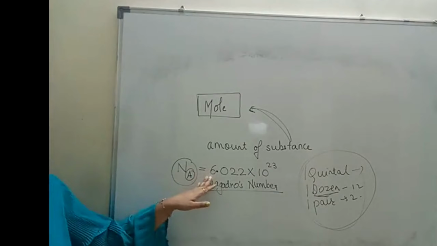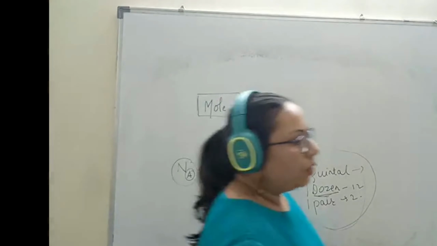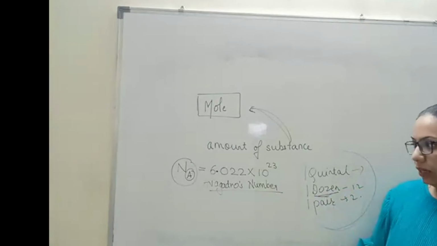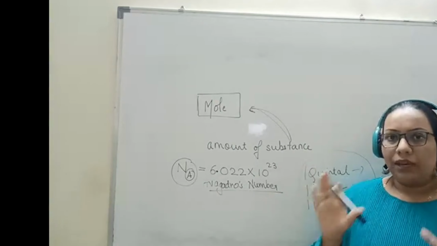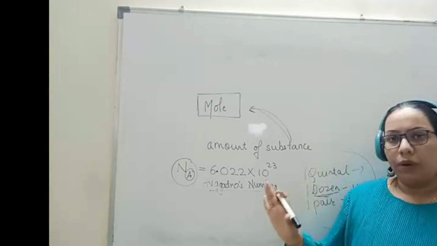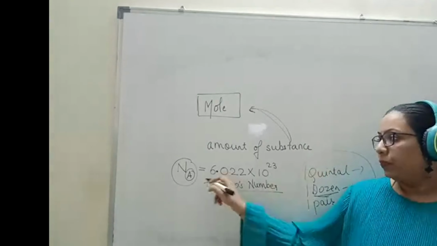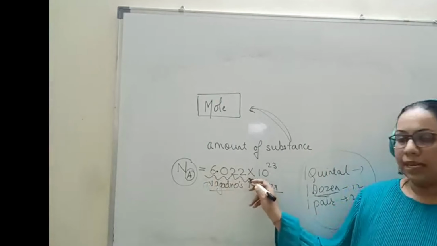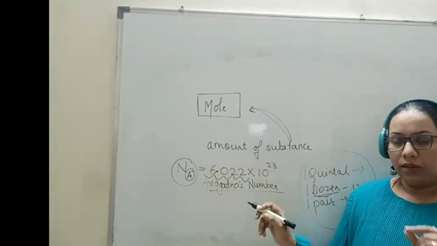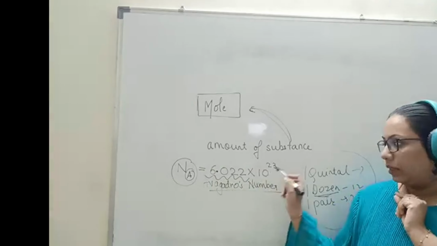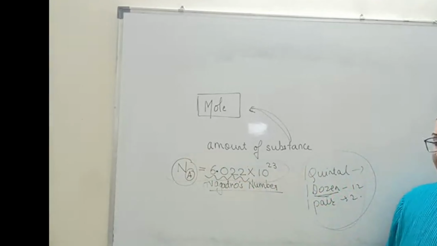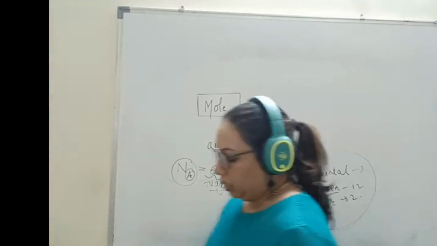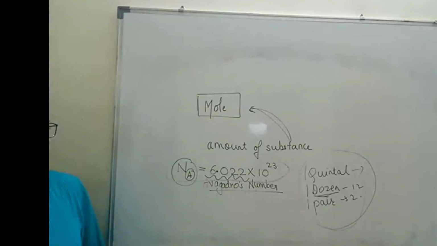This is important. In your board exams, they're not going to give you this value to refer to. Wherever you need to use Avogadro's number, it will not be given to you, and nobody is going to give you a hint. So this value you have to learn. Write this down. It's Avogadro's number, 6.022 into 10 to the power 23.